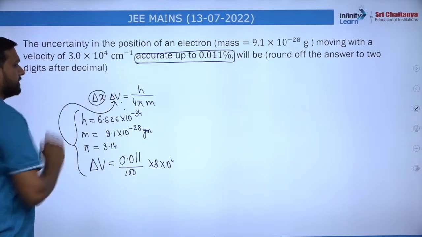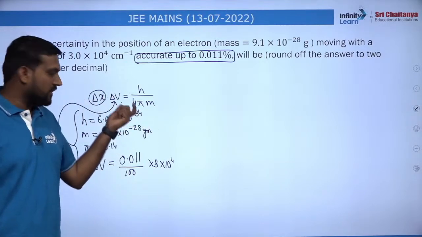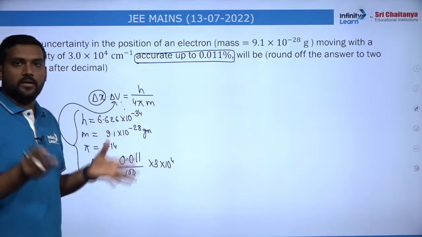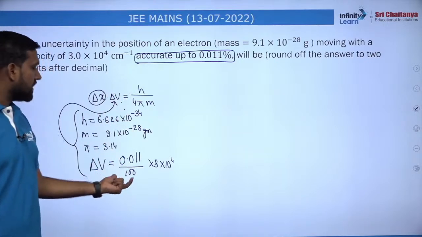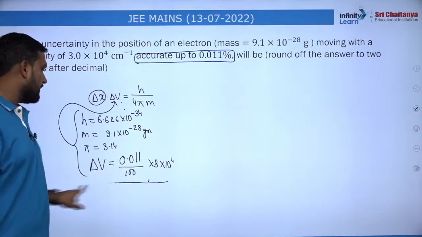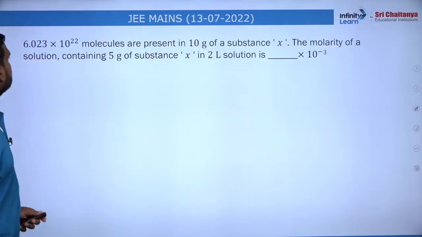Now you have all these values, just substitute them here and you will get the value of delta x. This is just the calculation part of the question. I am leaving it to you all; you can easily solve it. There is nothing conceptually involved here, it's just the formula and its application. The only concept involved is to find out delta v, which you can easily do using this. Now moving to the next question.